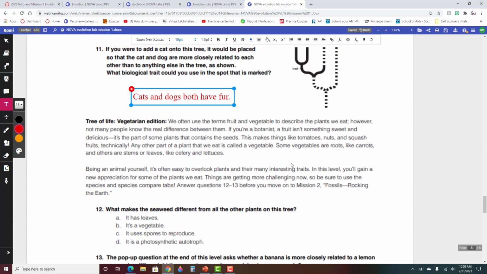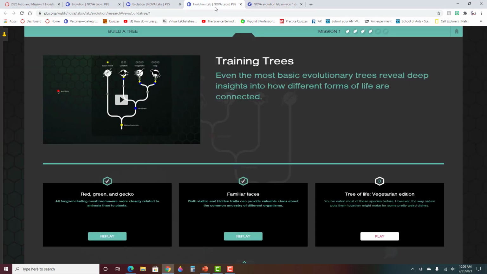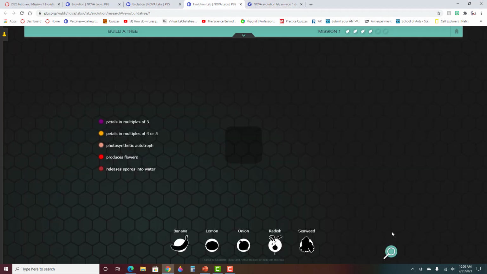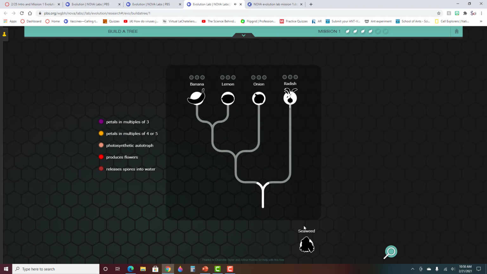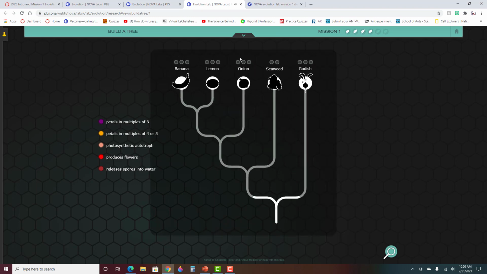Alright, so that's a trait I could put there. And then this belongs to the next section, so let's go back to the last one here, Tree of Life Vegetarian Edition. And again, I don't know anything about these, so I'm just going to pop them up here and see what we got. So they all have 3 except for seaweed.